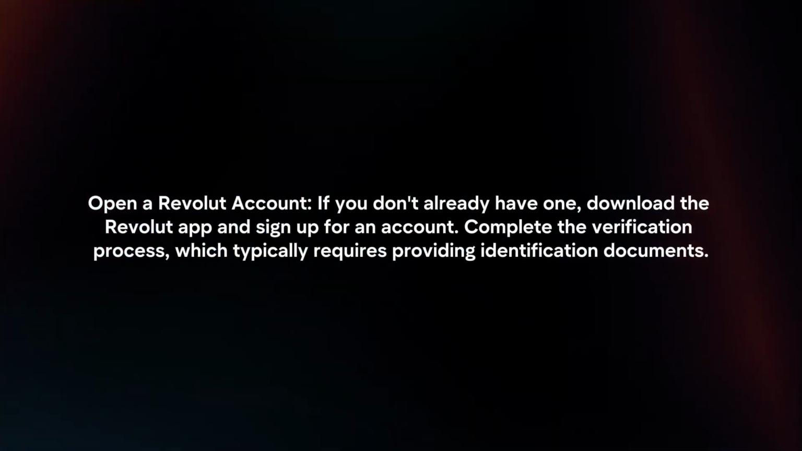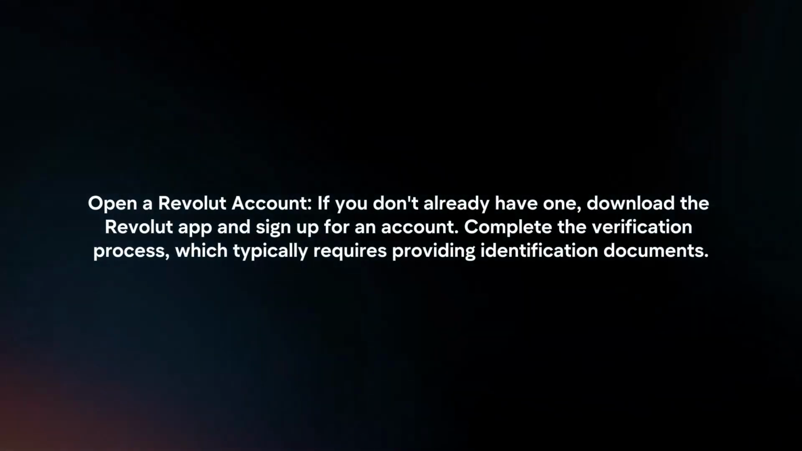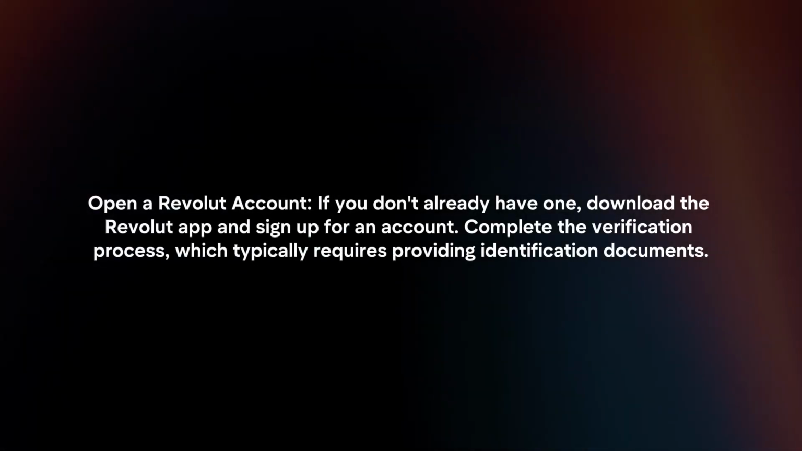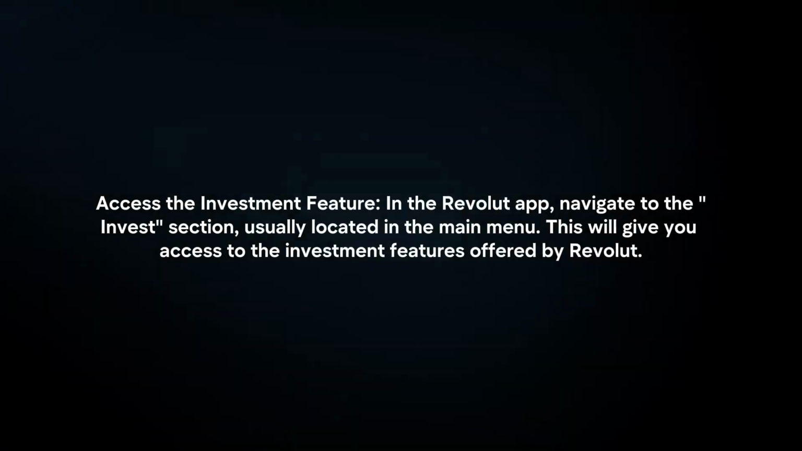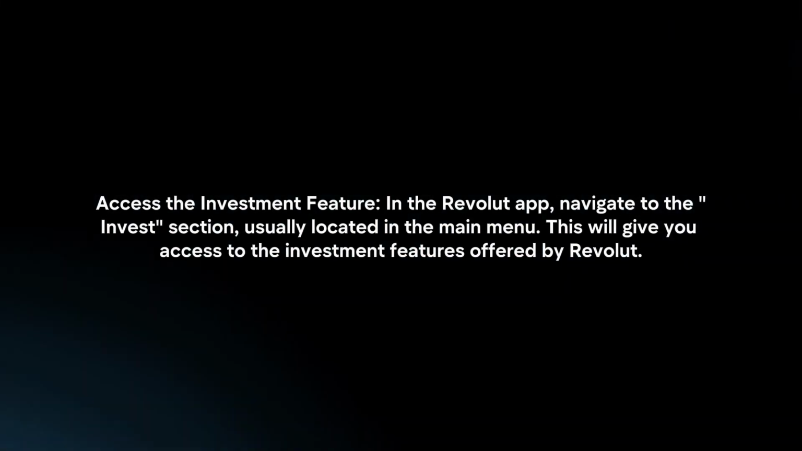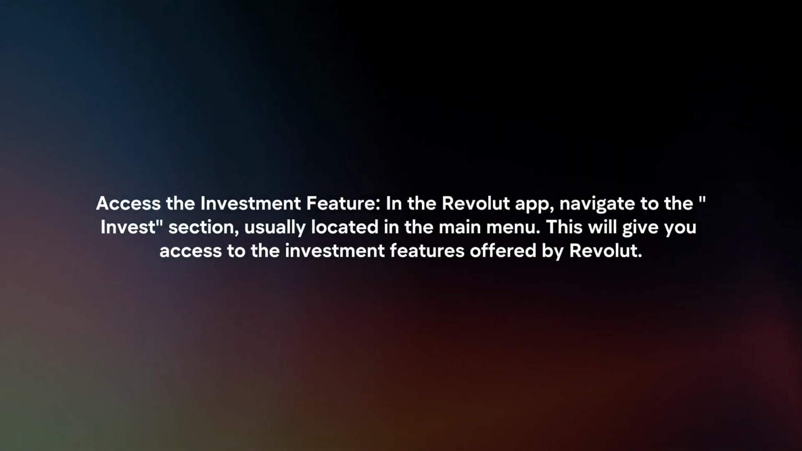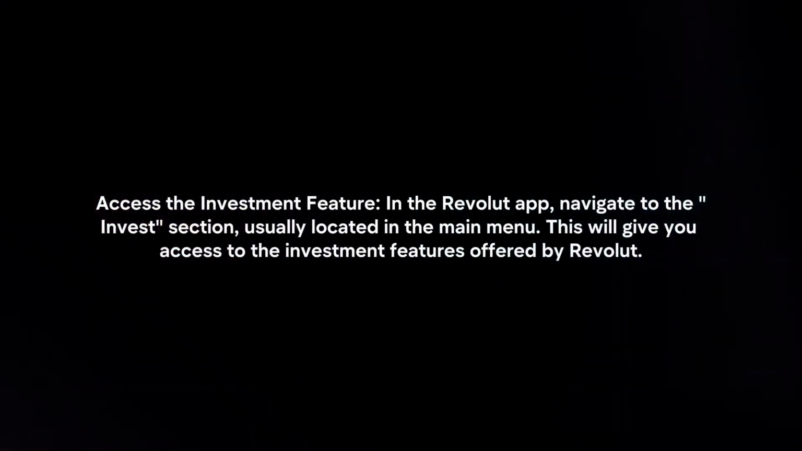Complete the verification process, which typically requires providing identification documents. Access the investment feature. In the Revolut app, navigate to the Invest section, usually located in the main menu. This will give you access to the investment features offered by Revolut.